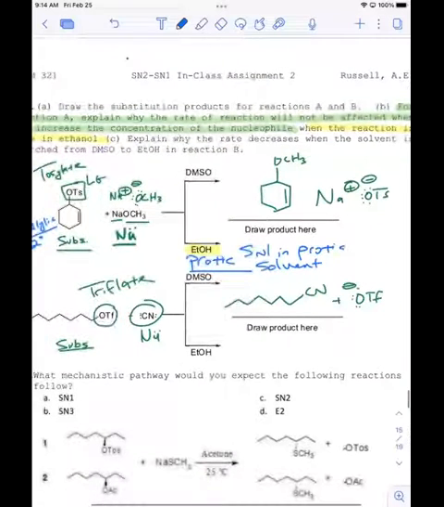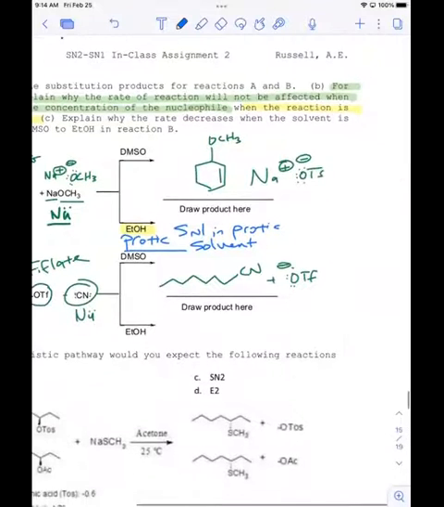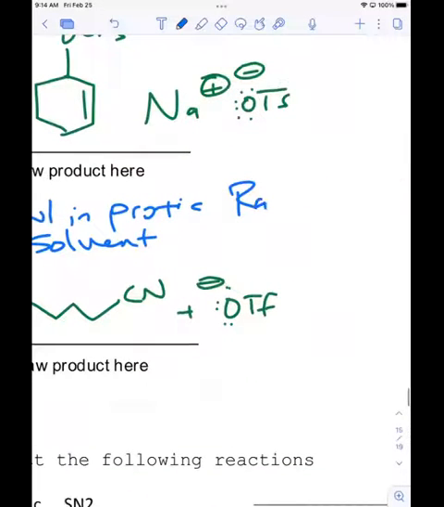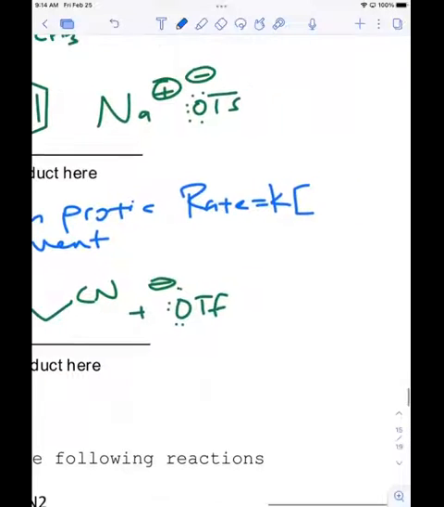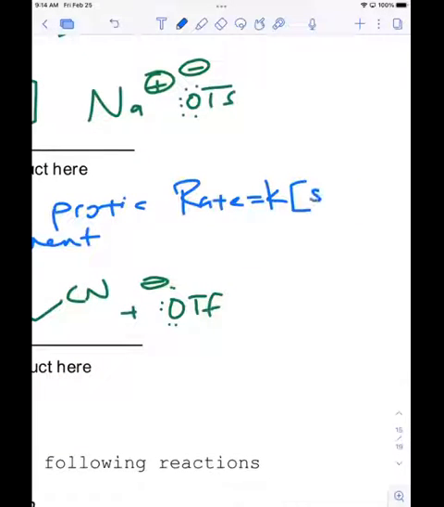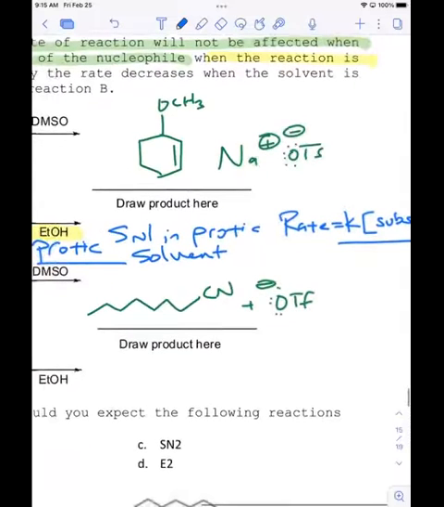So that means that if in ethanol, what would the rate law be? Would it be rate equals K times the substrate and the base? Only the substrate. Okay. There's no base, right? It's a substitution. So it's just the rate equals K times the concentration of the substrate only. So what you say is right. The nucleophile is not involved in the rate law, and the reason is because the reaction is SN1.